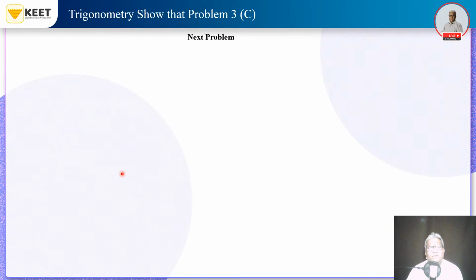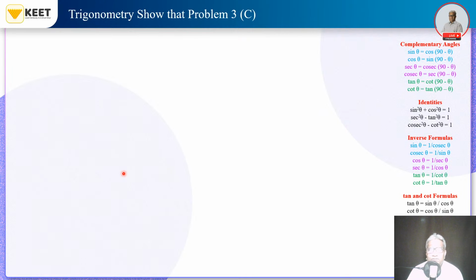So the next problem, as usual, bring the list of formulas, check it out. Then the problem is on your screen. The problem is (sec theta plus tan theta) in one bracket, and in the second bracket, it is (1 minus sin theta), equal to cos theta.